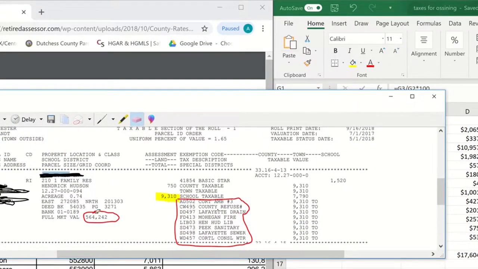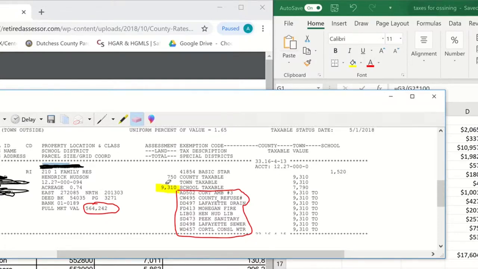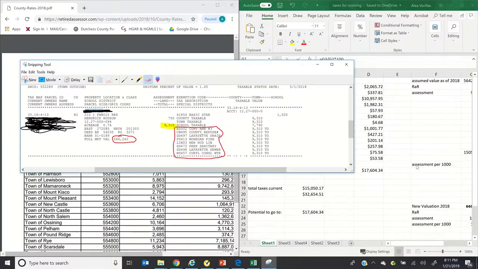I pulled open the property. I've redacted just some information for privacy's sake. And here's our assessment. It's located right here under the land assessment. It'll say up here, assessment land and assessment total. It's right here. Also on the right-hand side, you'll see it listed like 1,000 times. And you'll also see the individual tax line items that you pay. These are all your special districts right here. And of course, accompanied by county, town, and school.